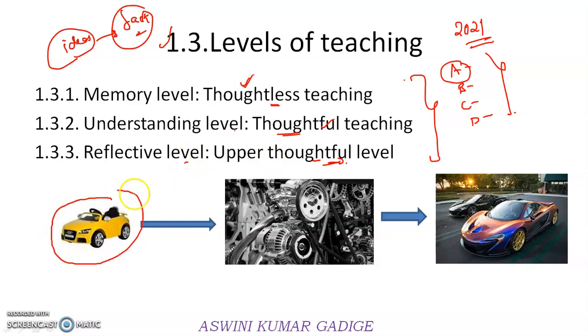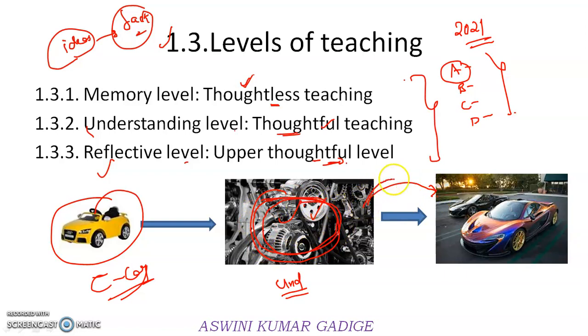So here I told that C for car is the thoughtless teaching, and how the car works, what it contains, on what principle it is working, is called the understanding level of teaching. And reflective level means the students will understand the concept of this, and they will try to design one new thing. Whatever problems are faced by this existing machine, they will try to overcome those problems and come up with new machines or new models. It is called the reflective level, or else the upper thoughtful type of teaching.